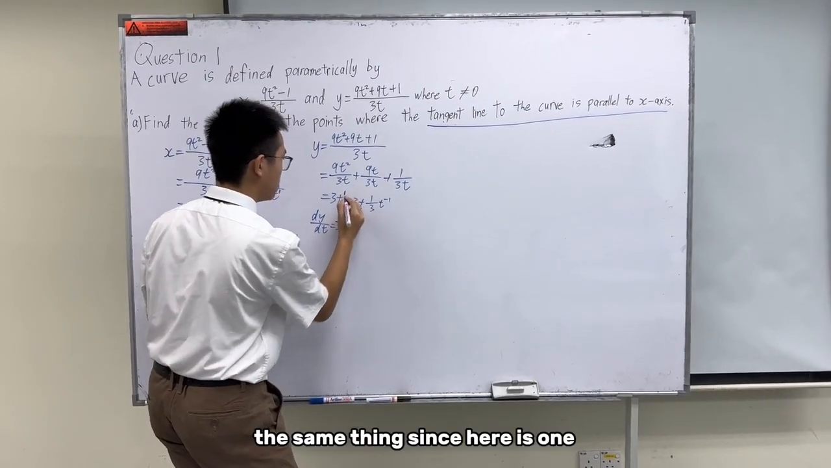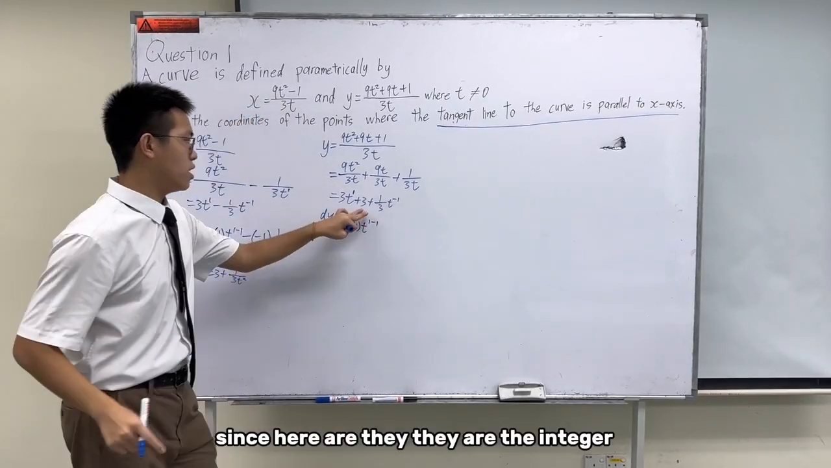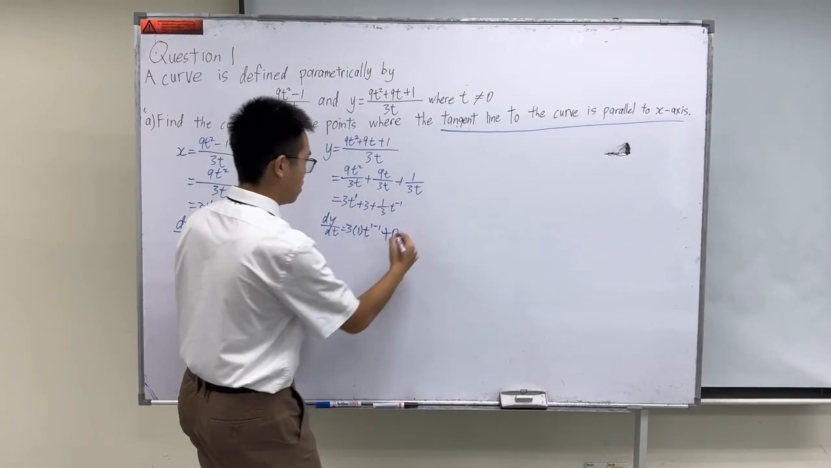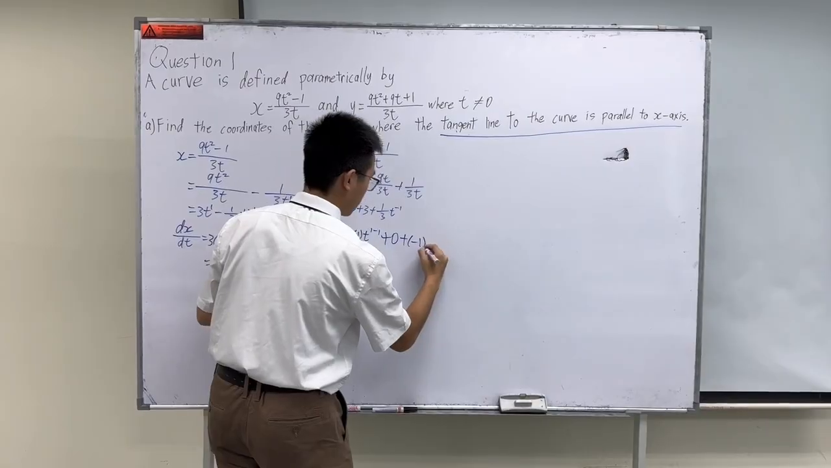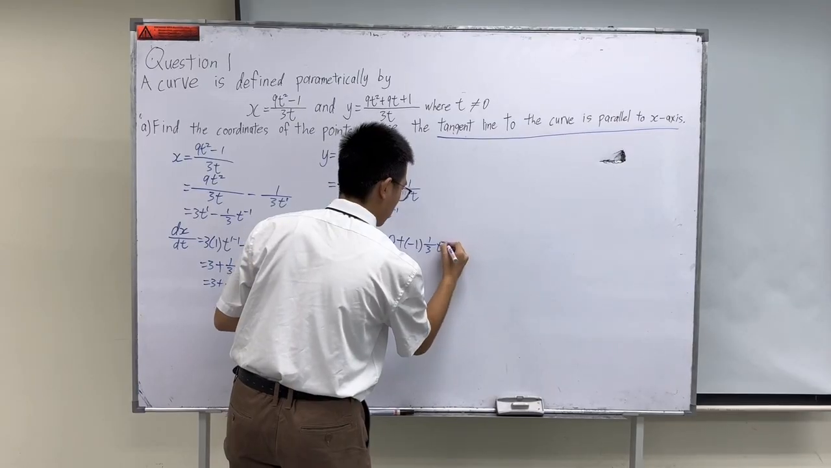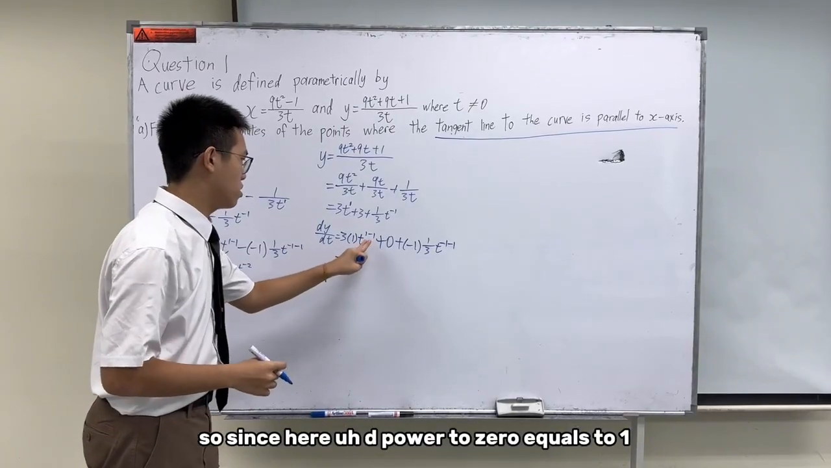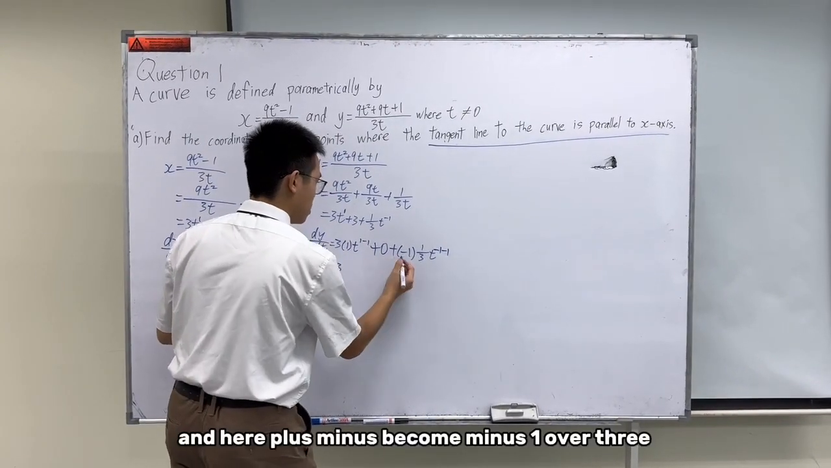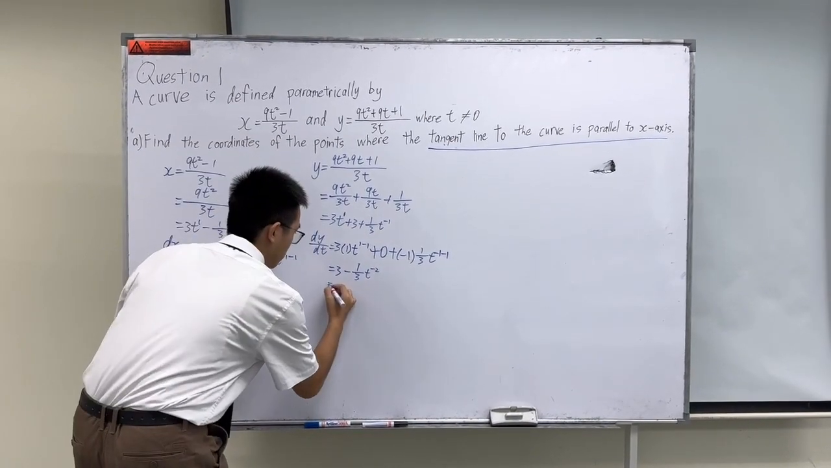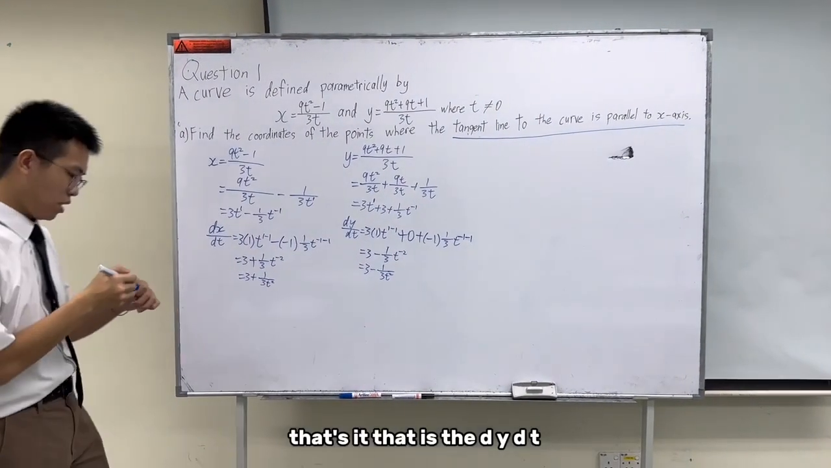The same thing. Since here the coefficient is 1, times 1 t to the power minus 1. Since the integer has no t, it disappears, plus 0. Here the power comes to the front, negative 1 minus 1. So here we will get 3 also, since t to the power 0 equals 1. And here plus and minus become minus 1 over 3 t to the power negative 2. So we bring it down back. That's it. That is the dy/dt.